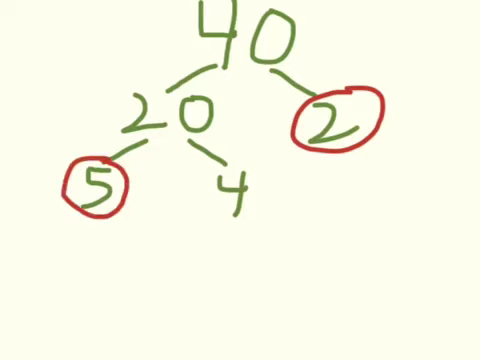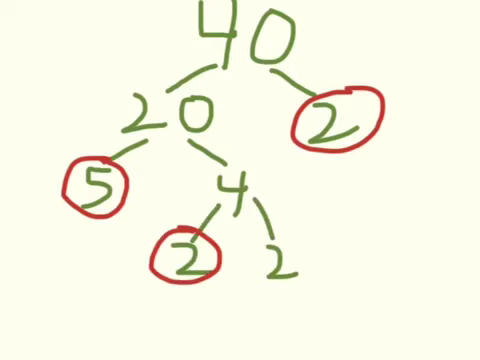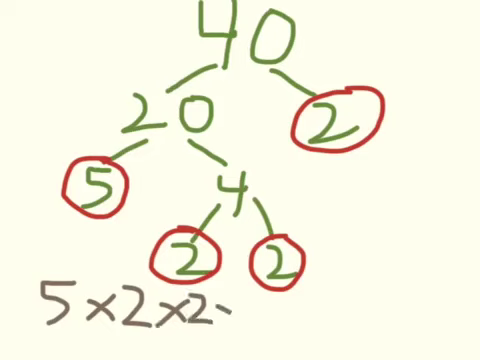5 is a prime number. 4 is not. I'm going to keep going. These are both prime numbers. I've now run out of things to break down, right? So 5 times 2 times 2 times 2. Now why are there 3 2's in there? Because I've got my 3 2's right here. 5 times 2 times 2 times 2.